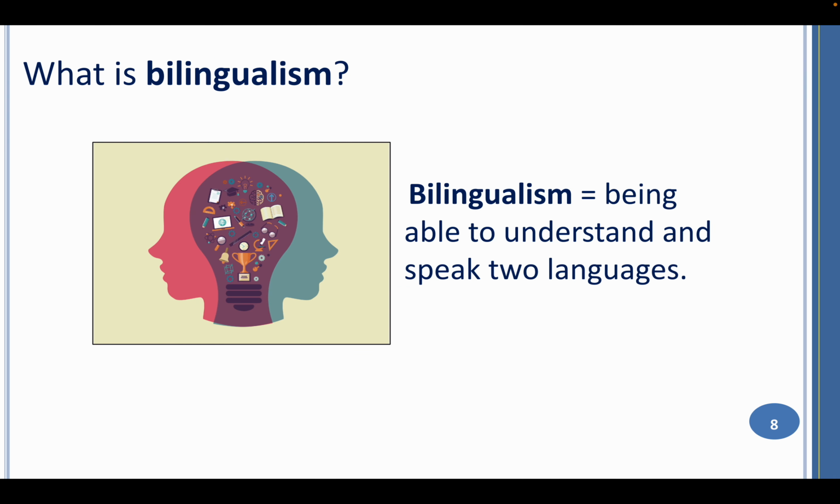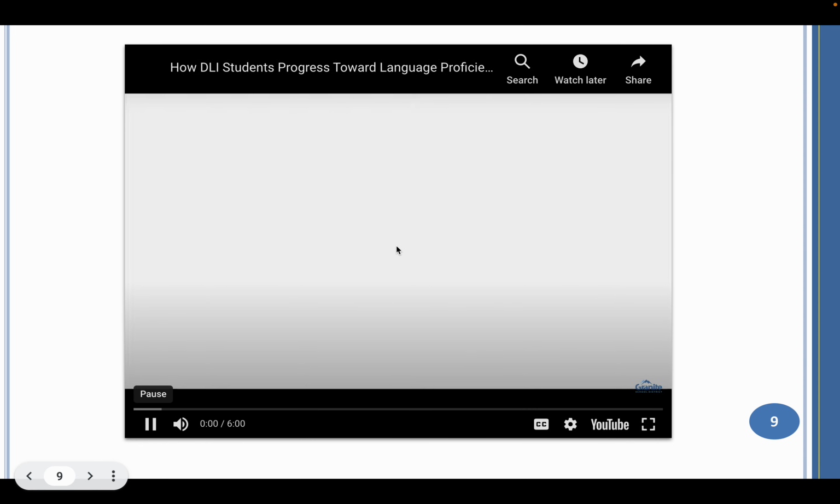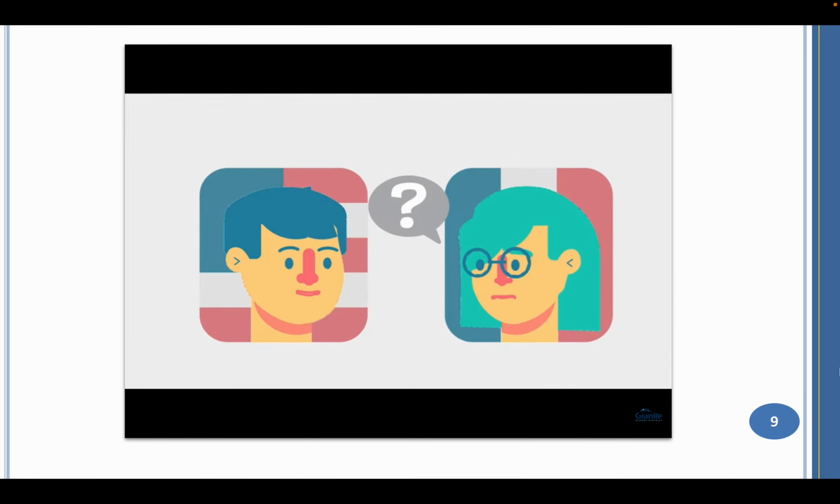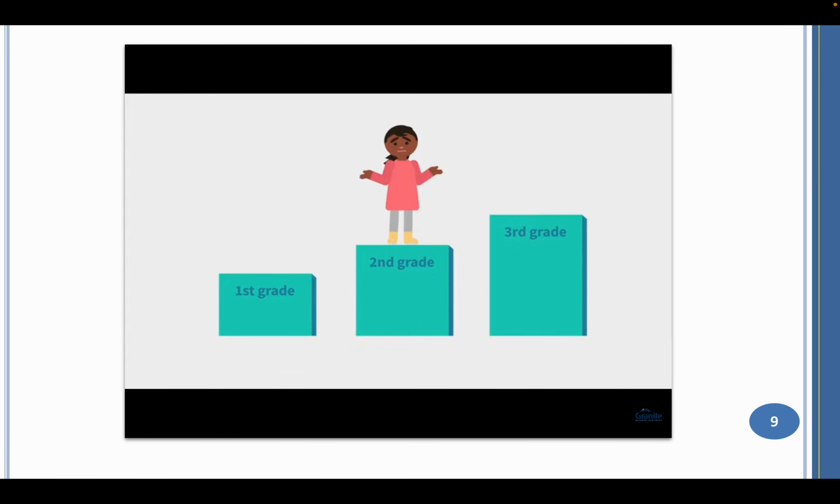So what is bilingualism? Bilingualism is being able to understand and speak two languages. That's a big goal of our program. We're going to watch a video to understand how our students progress toward language proficiency. How do you know if your student in a dual language immersion program is really learning the language? How can you know where they're supposed to be for their grade level? And how can you support them?